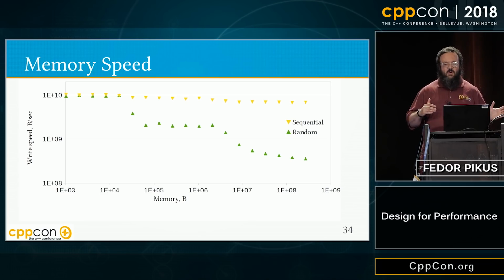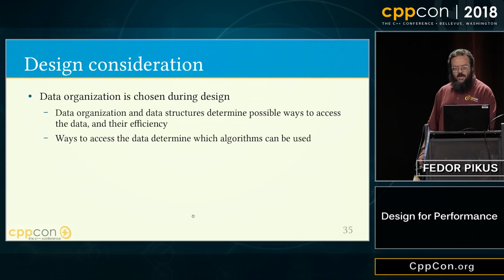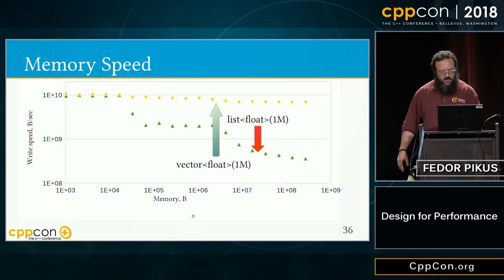What can we learn from this about designing our software? A lot of designing your software is about designing your data structure. More generally, data structures you could change. Designing your data organization goes into the design because it limits and determines the ways you could access the data, and that in turn limits which algorithms you can use.